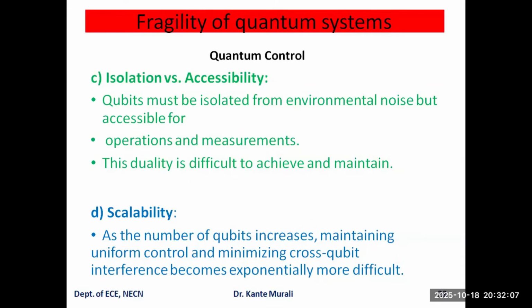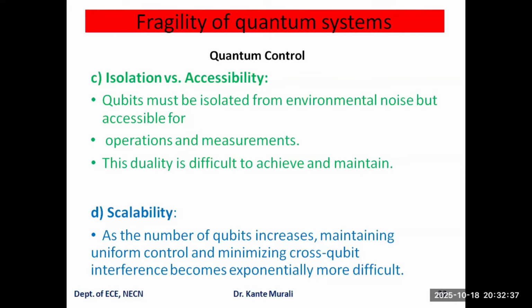Next, isolation. This is a fascinating paradox. Qubits must be isolated from their environment to avoid decoherence, but at the same time, we need to access them to control and measure their states. It's a very hard situation.